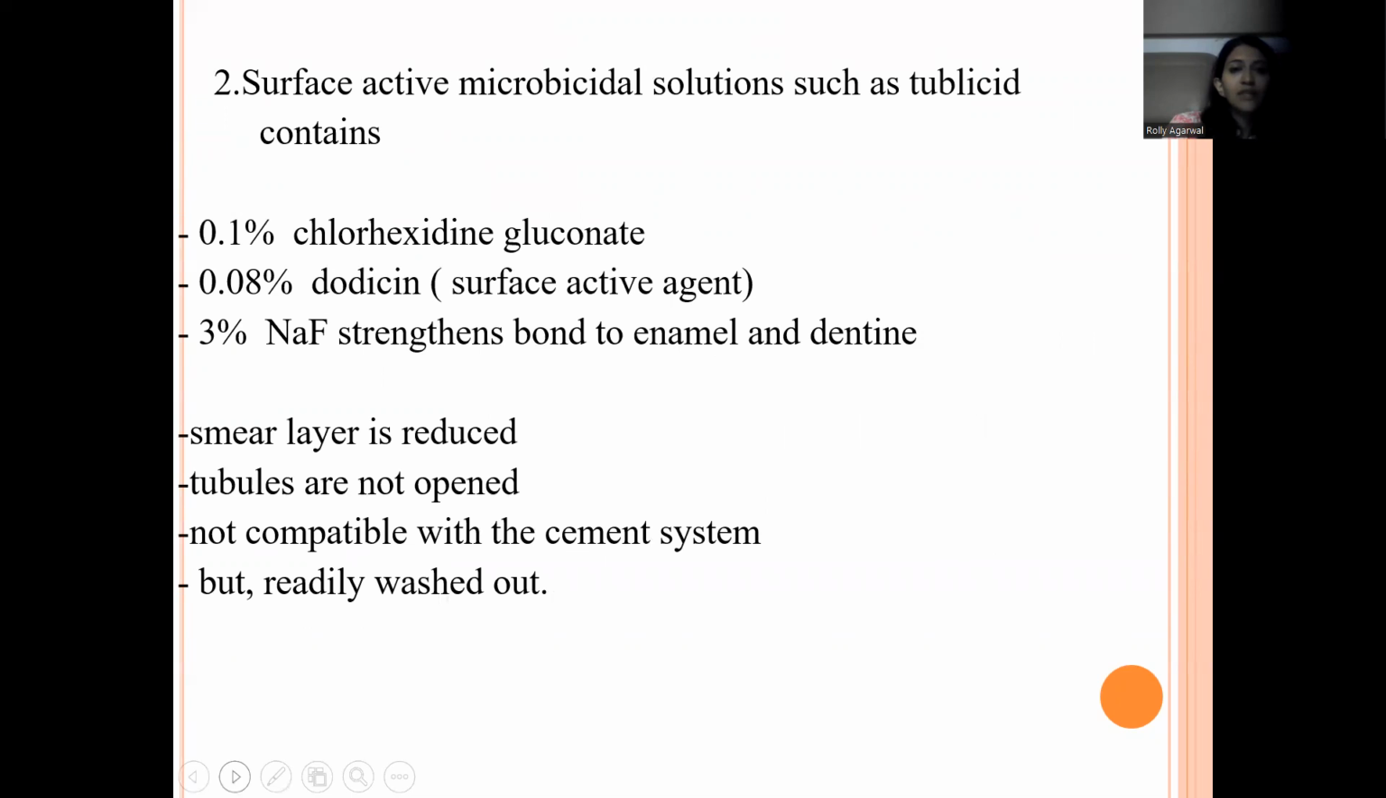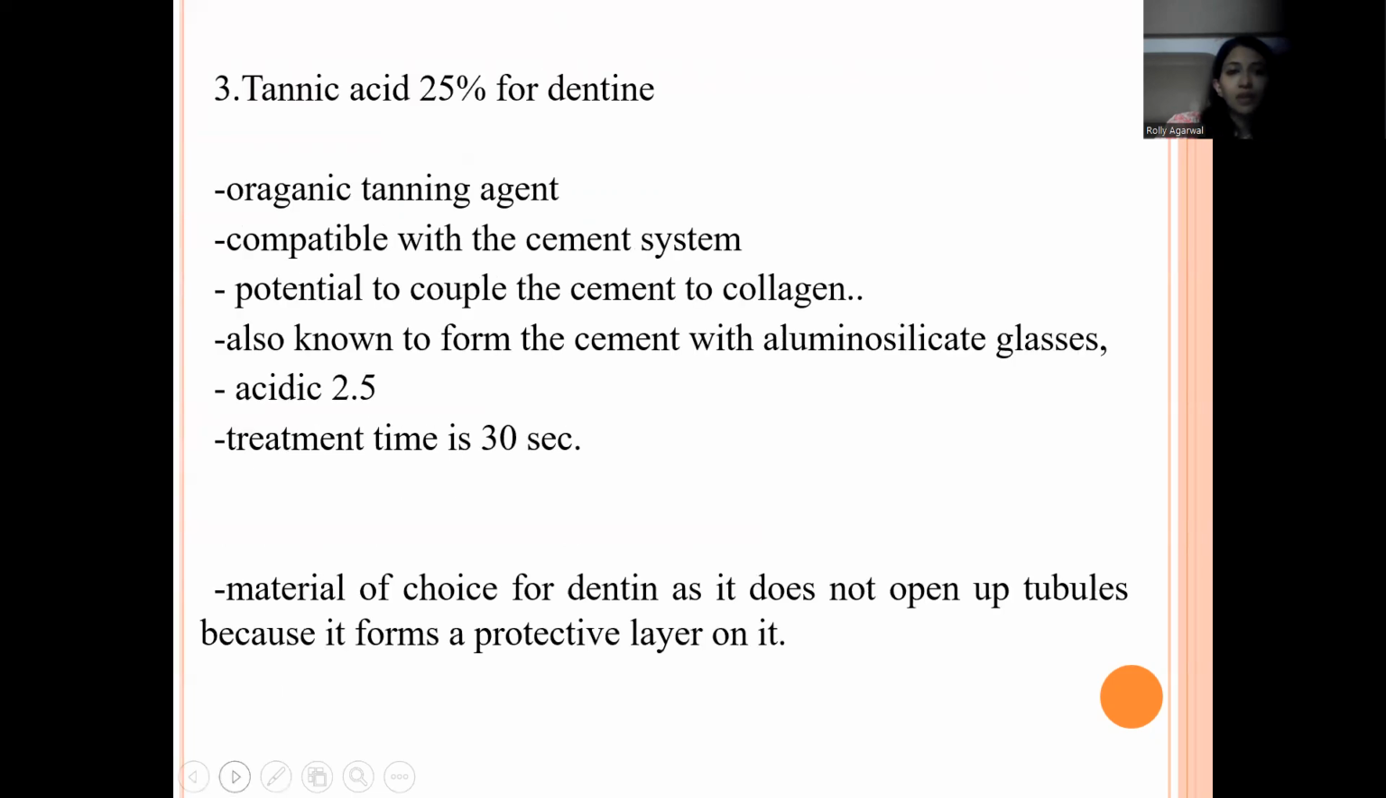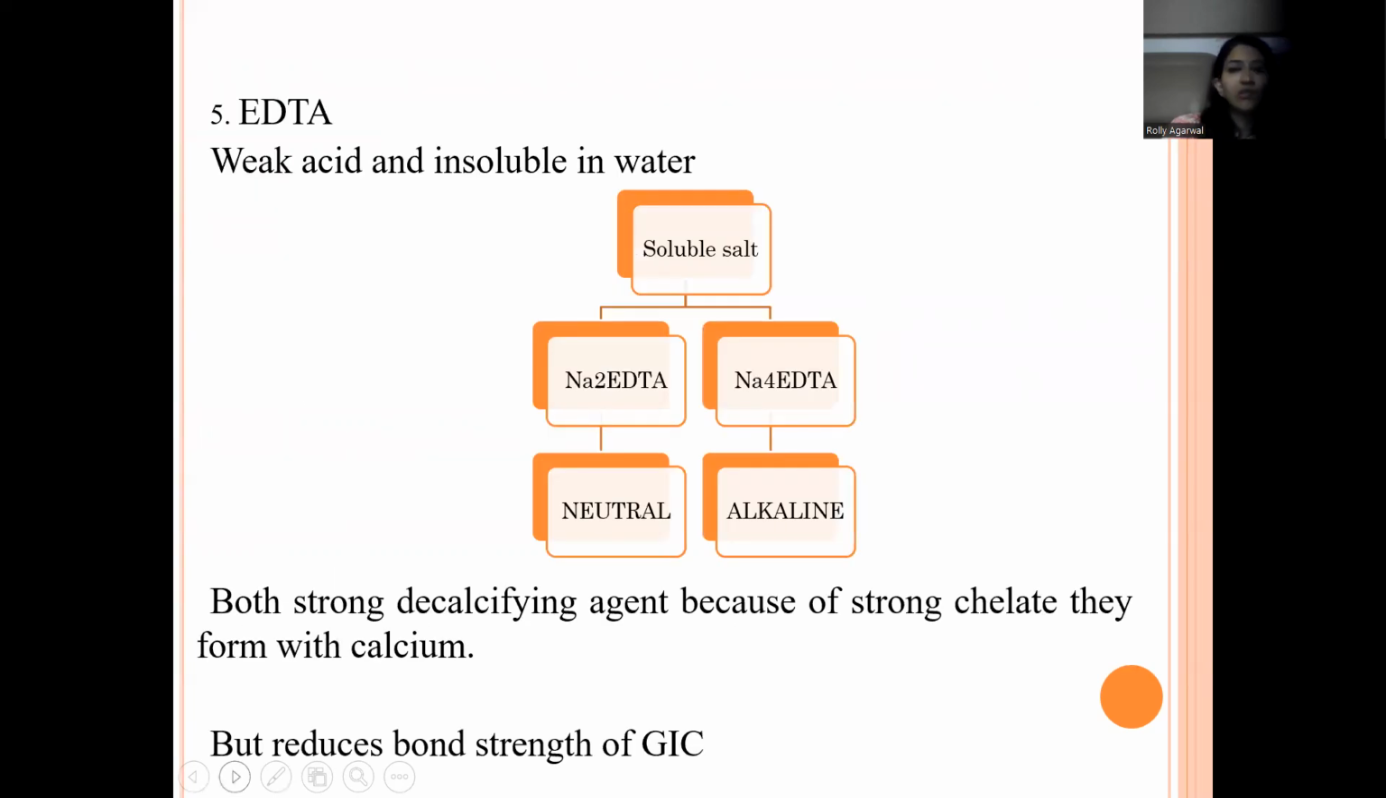Then active surface microbicidal solutions such as Tubulicid contains chlorhexidine gluconate, dodicin, surface active agent, which will reduce the surface tension and help in spreading. And 3% sodium fluoride strengthens the bond to enamel and dentine. Then you have more surface conditioners, which is tannic acid. What they do is remove the smear plug and slightly modify or dissolve the smear layer.